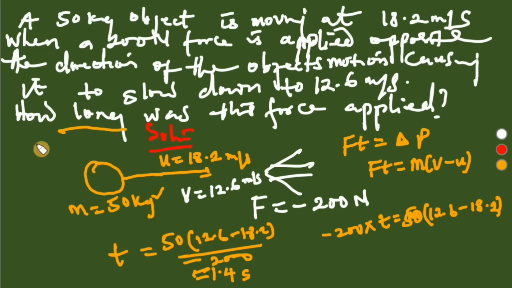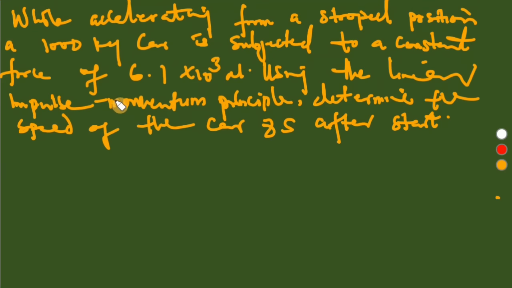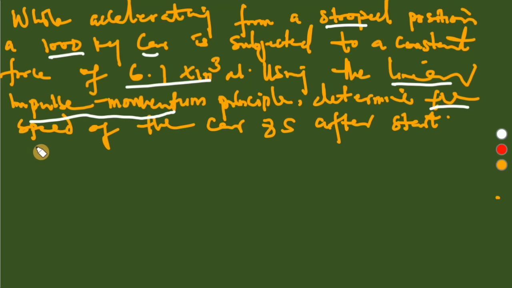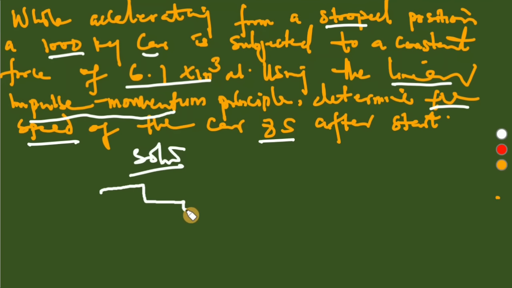So let's solve another problem. This question says, when accelerating from a stopped position, a 1000 kg car is subjected to a constant force of 6.1 times 10 to the power of 3 Newton. Using the linear impulse momentum principle, determine the speed of the car 8 seconds after start. Solution: we see that this car was initially at rest, so the initial velocity is 0.